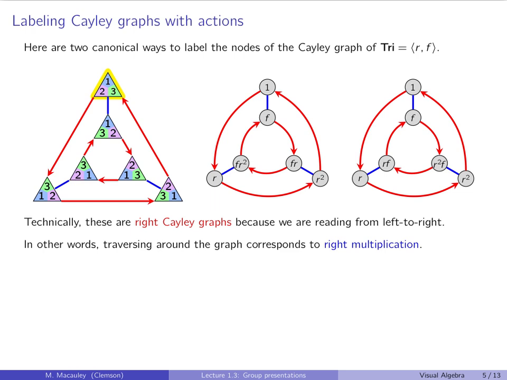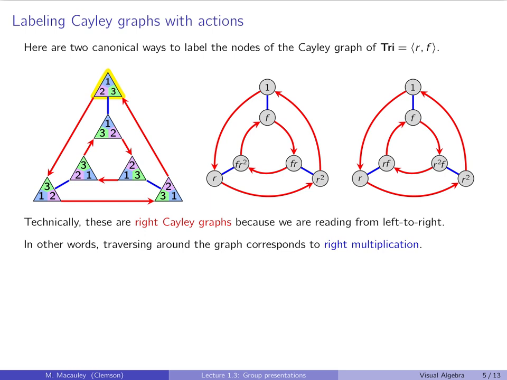Technically, these are all right Cayley graphs because we are reading from left to right. In other words, traversing around the graph corresponds to right multiplication. This node here is FR squared, reading from left to right. This node here is RF, reading from left to right. Some books read from right to left, like function composition. Some books mix and match depending on the group. Functions are typically done right to left. Things like the quaternions, which we'll see soon, are done left to right.